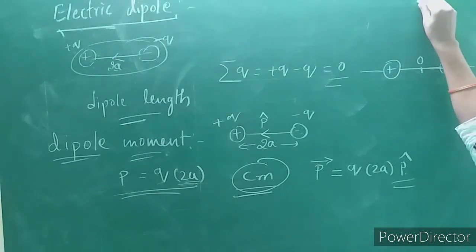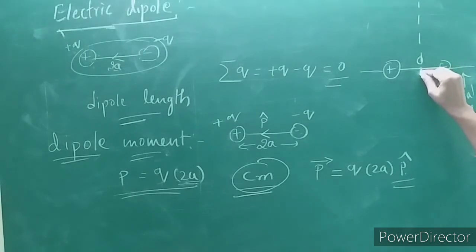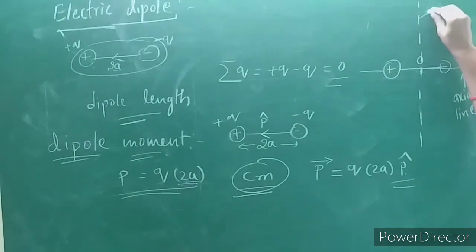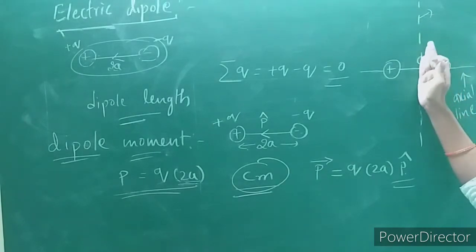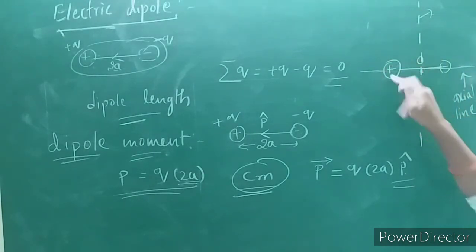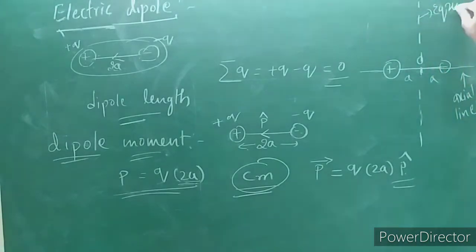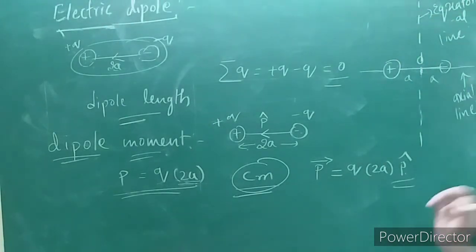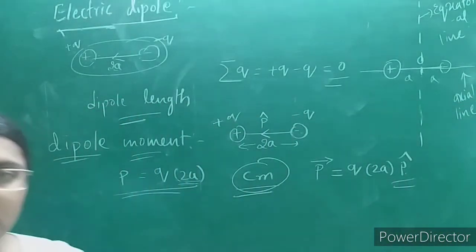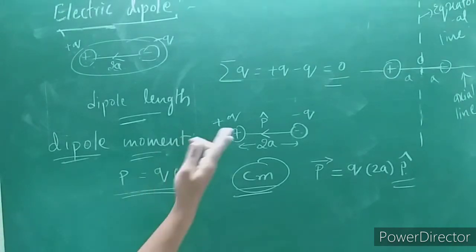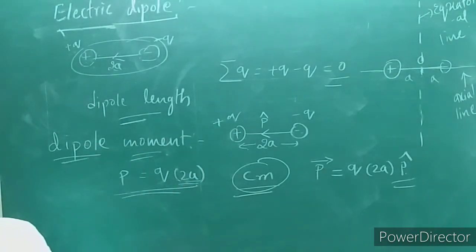And the line that is passing perpendicular to the dipole axis through the dipole center will be called the equatorial line or bisector line, because this line bisects or divides the two charges in a dipole equally. That's why we call it the equatorial line or bisector line. Okay. Now this is about the electric dipole, and in the next class I will discuss the expressions on the axial line and equatorial line for the electric field of a dipole.